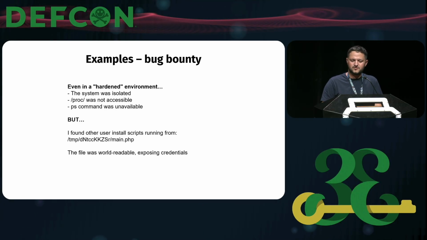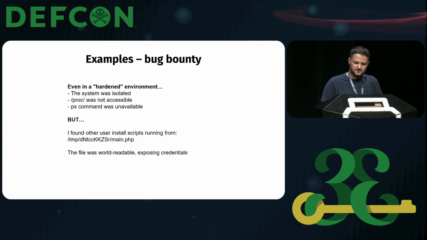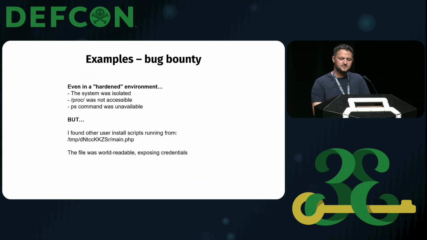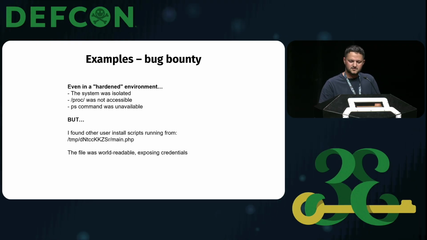In another bug bounty program, it was not necessarily web hosting, but I didn't have access to the proc directory, or the ps command either. It was very well hardened and very well isolated. But I found that the installed scripts for each user, with their passwords and so on, were in a temporary directory under a random name, and then main.php. So it was exposing credentials like WordPress passwords and other kinds of credentials, not just WordPress.